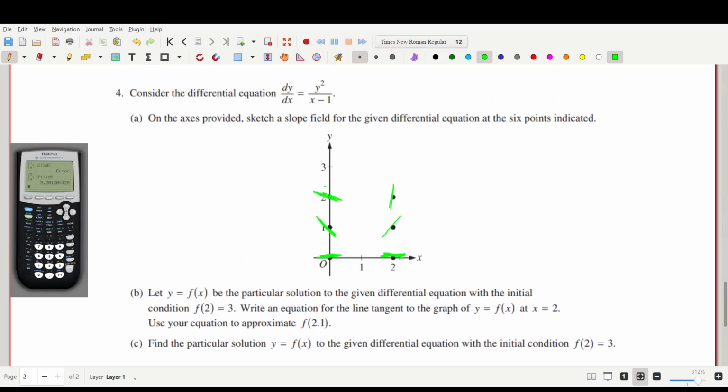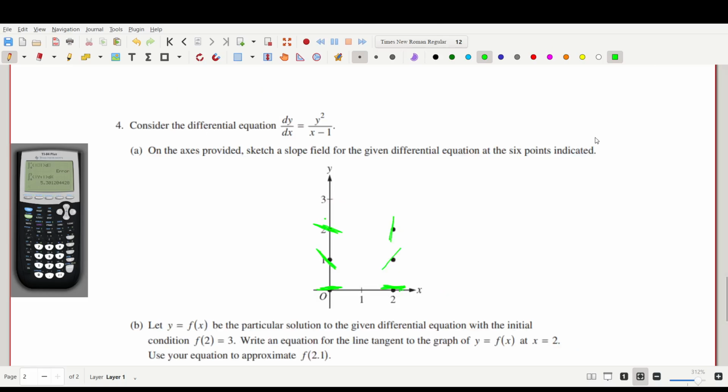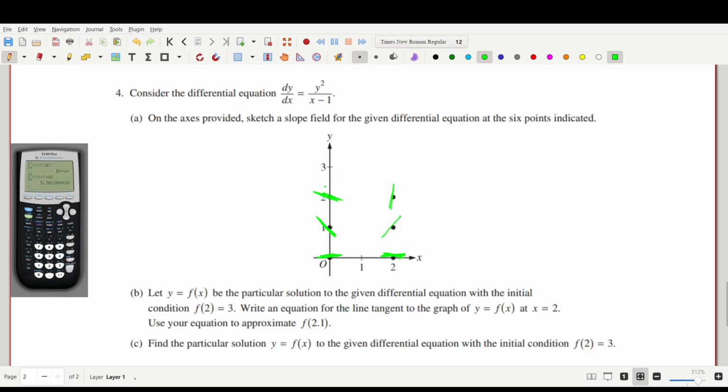Okay, let f be the particular solution with initial condition f of 2 is 3. Write an equation for the tangent line. Anytime you see tangent lines, just ask what f of 2 is and what f prime of 2 is. F of 2 is 3. F prime of 2, well, this is dy dx, right? That's going to be 3 squared over 1. This is 9. That seems completely wrong, because I'm not over 1. Yeah, you're right, it seems wrong.